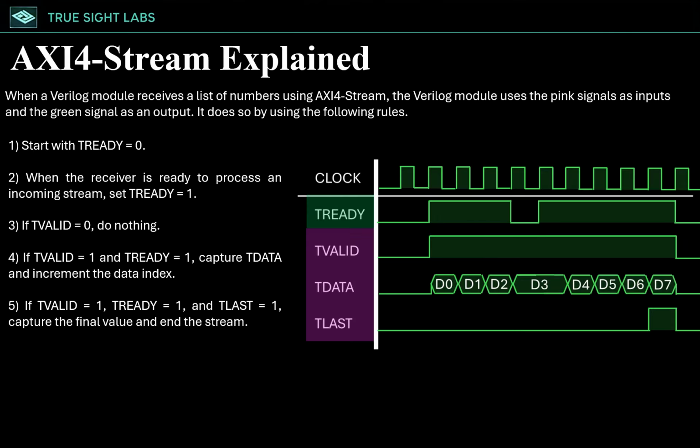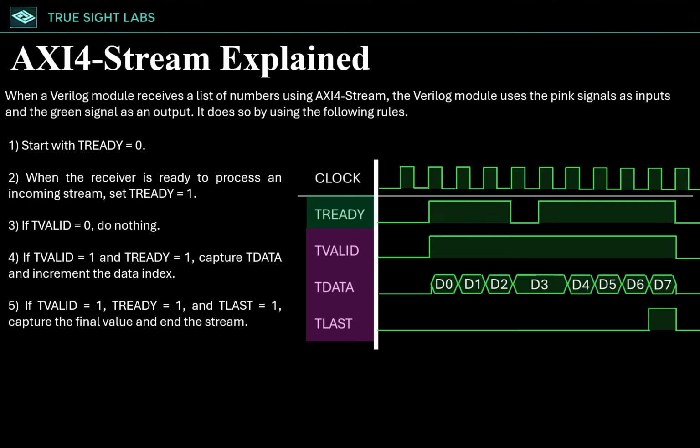When a Verilog module receives a list of numbers using AXI4-Stream, the Verilog module uses the pink signals as inputs and the green signal as an output. It does so by using the following rules. First, the receiver starts with t-ready equal to 0. This means the receiver is not accepting data yet. Second, when the receiver is ready to process an incoming stream, it sets t-ready equal to 1. Third, if t-valid is equal to 0, then the transmitter is not sending valid data, so the receiver does nothing.